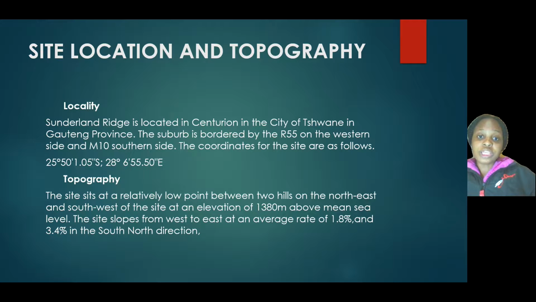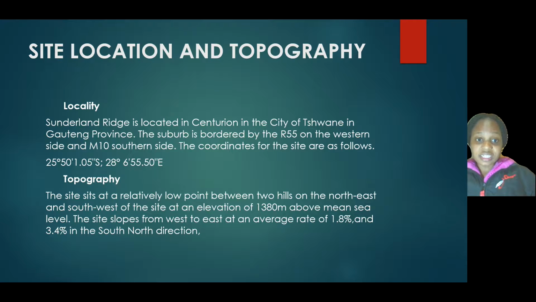We go to site location and topography. Sunderland Ridge is located in Centurion in the city of Tshwane in Gauteng province. The suburb is bordered by the R55 on the western side and M10 on the southern side. The coordinates are as follows.